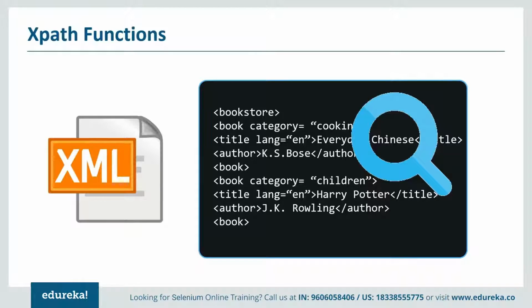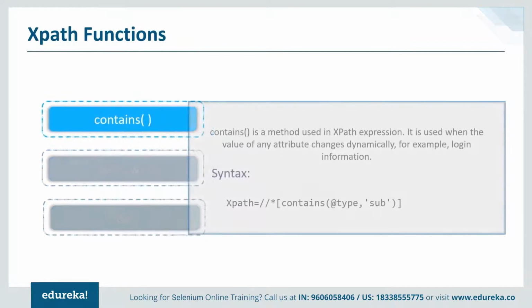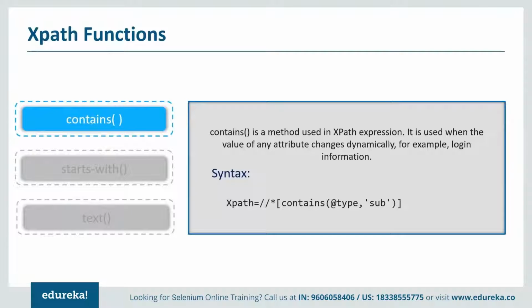Now, let's see what are the different types of functions that are supported by XPath and how they are used. As you can see here, I have listed down 3 functions, but in actual there are many. So now I will explain a few important functions that are widely used in Selenium. So first, let's start with contains. Contains is a method which is used in an XPath expression when the value of an attribute changes dynamically. For example, login information, this method comes into use. So here it can locate the web element with the available partial text.